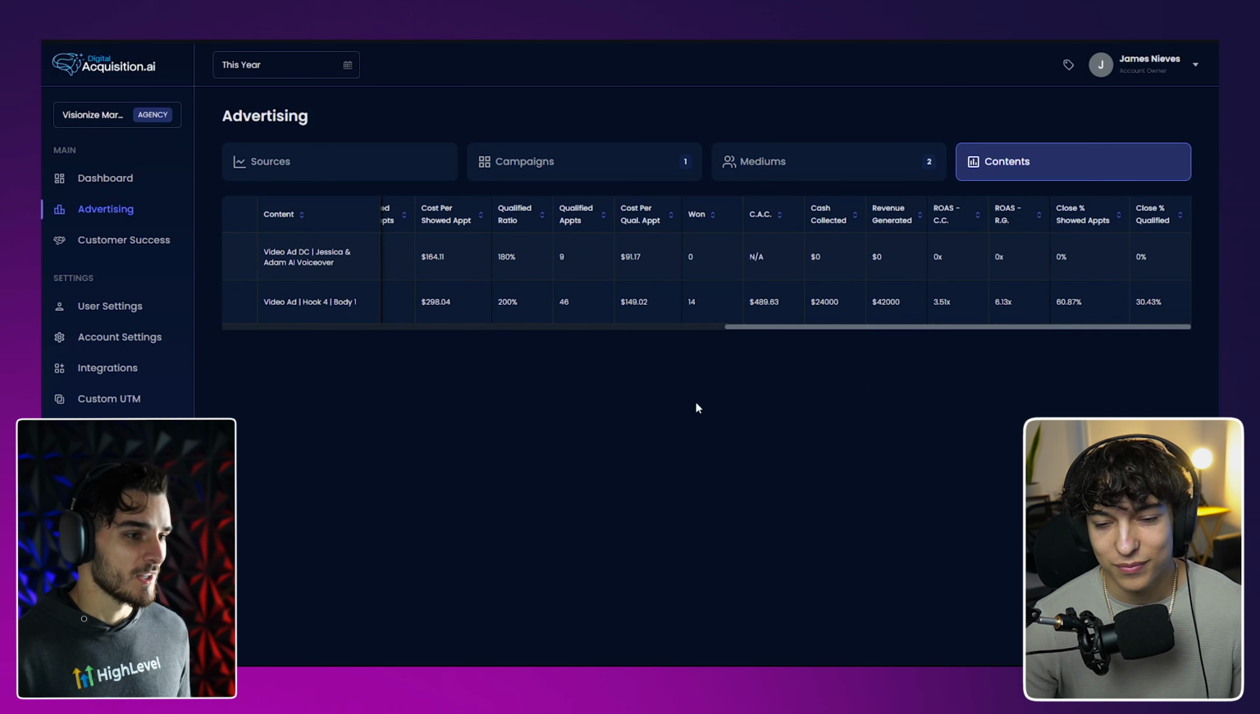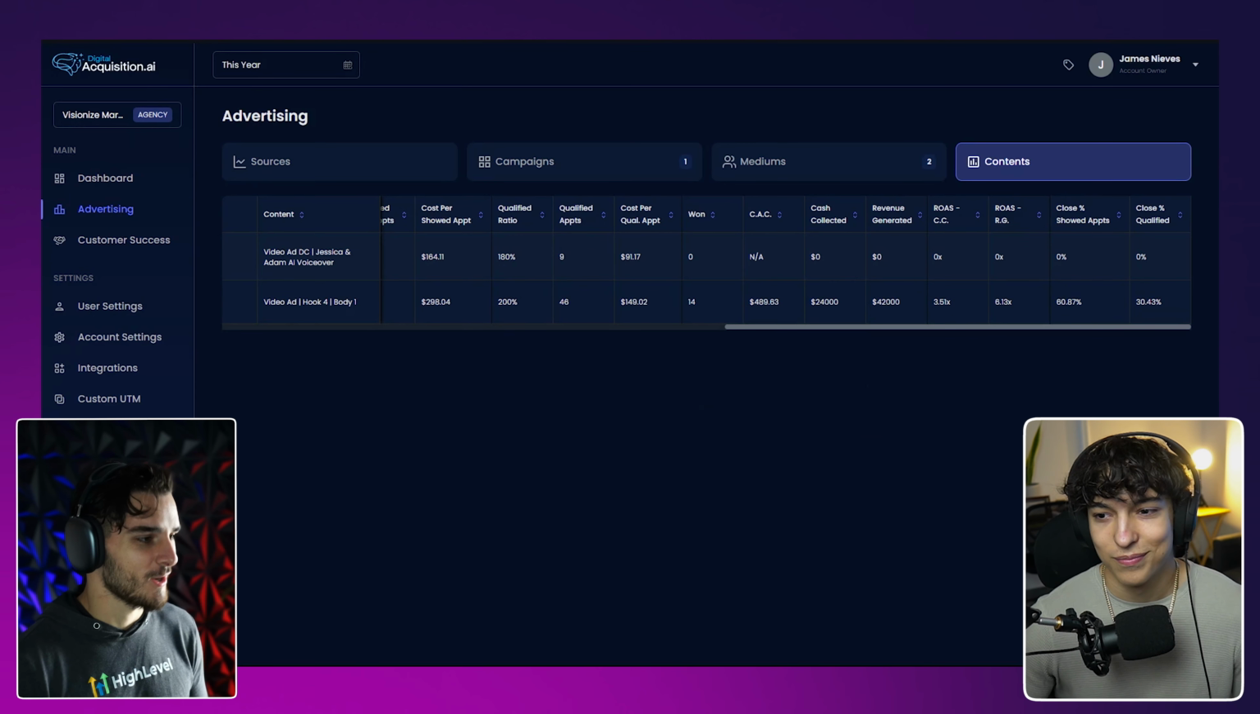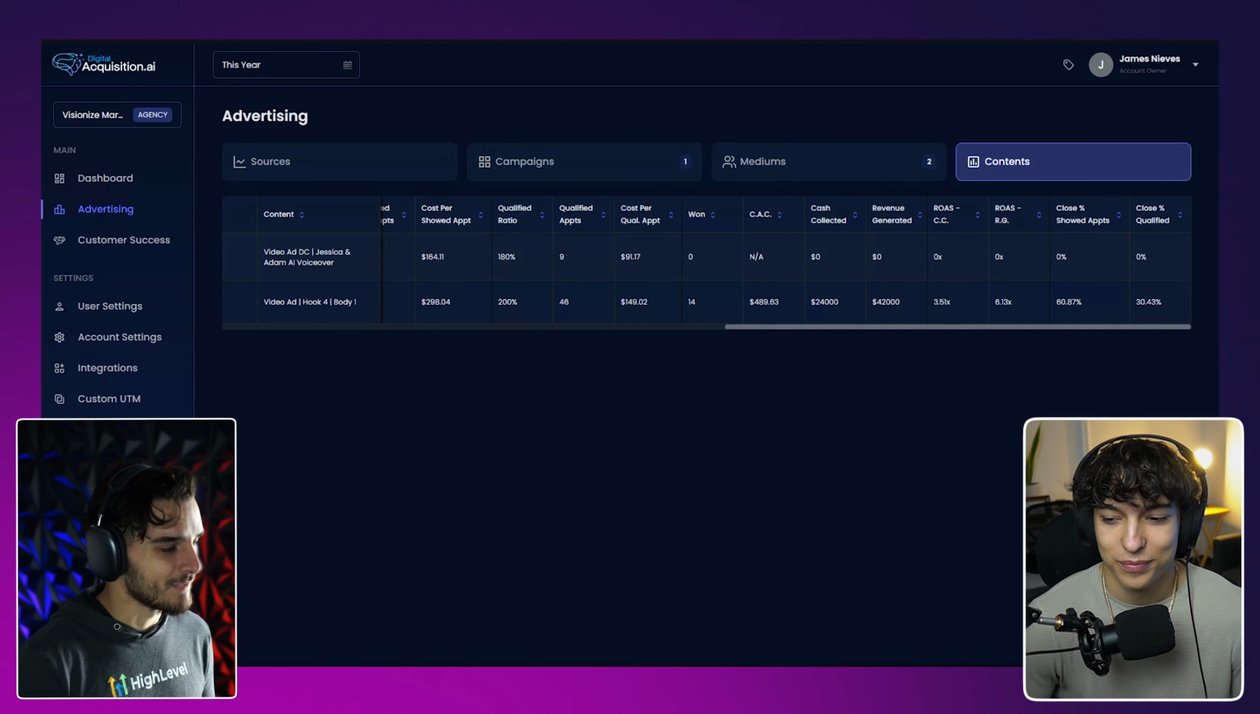That's amazing. Absolutely crazy. So it sounds like the rule of thumb is don't optimize based off cost per lead and cost per appointment. Yeah. Those are indeed vanity metrics.